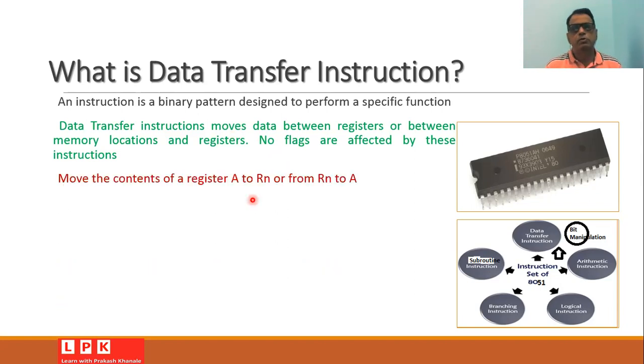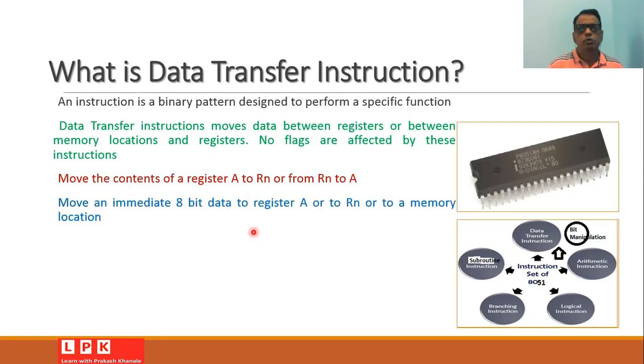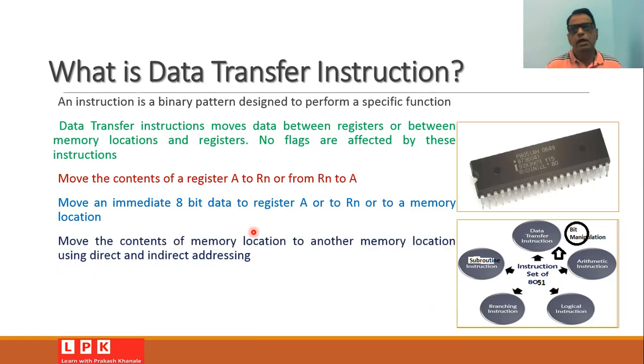The instructions are used for movement of data, that is, move the content of the accumulator A to a specific register Rn, or from the register Rn to A. Also, it is possible to move an immediate 8-bit data that is provided in the instruction itself to the register A or to any other specific register Rn, or to a memory location as well. We can move the content of one memory location to another memory location, and this can be achieved by using either direct addressing or indirect addressing.